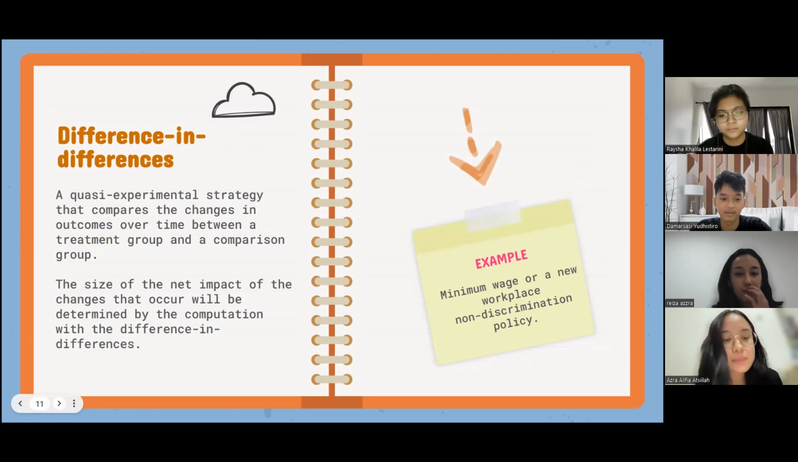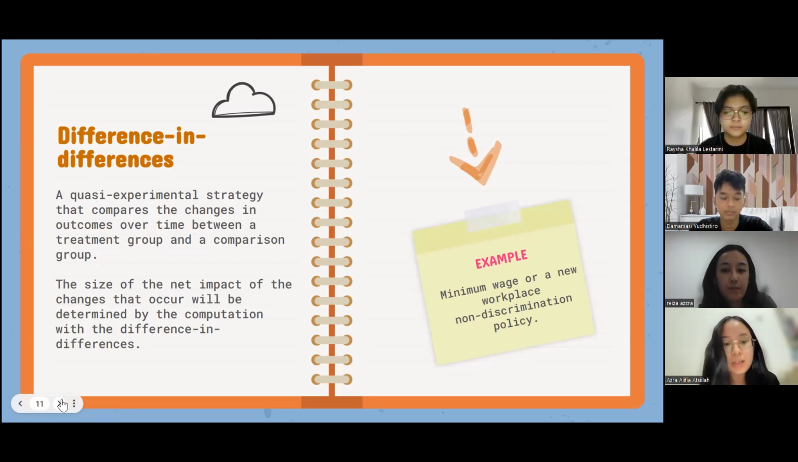Okay, and the last one is the DID method, or difference in differences. It is a quasi-experimental strategy that compares the changes in outcomes over time between a treatment group and a comparison group. The influence of a project, program, or government policy is typically measured using this method. And the size of the net impact of the changes that occur will be determined by the computation with the difference in differences.